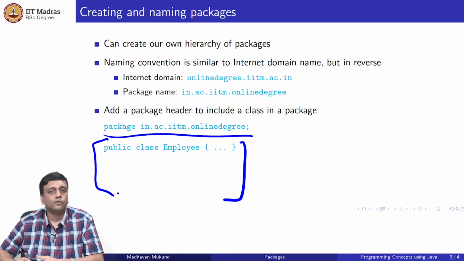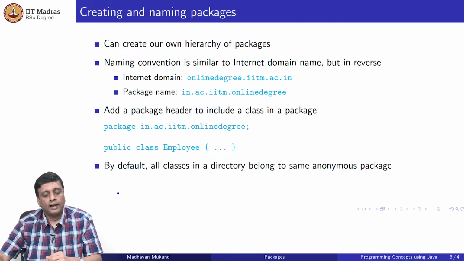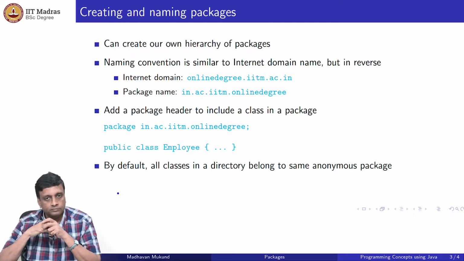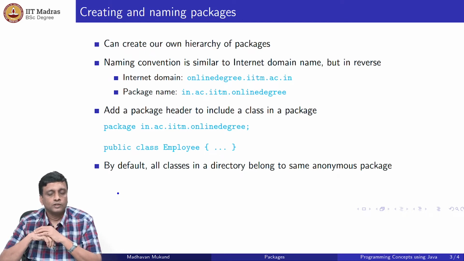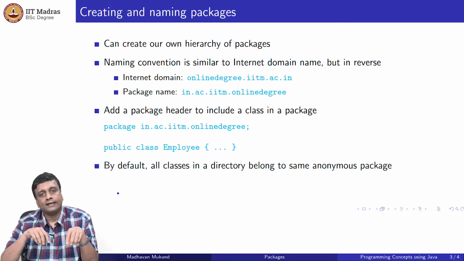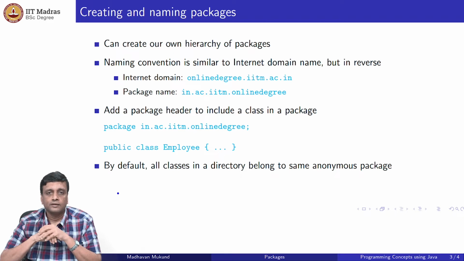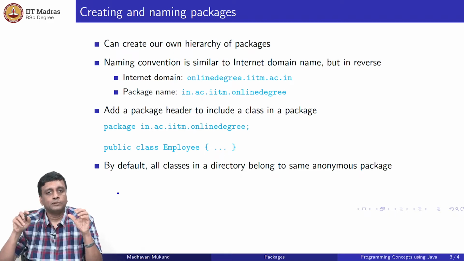So, this is an indicator to Java to put this particular class in that package, right. And if, as we have been doing, there is no explicit package name given, then which package do they belong to? So, it turns out that everything that is sitting in the same directory or folder, if you prefer that word, belongs to the same package which is anonymous, right.